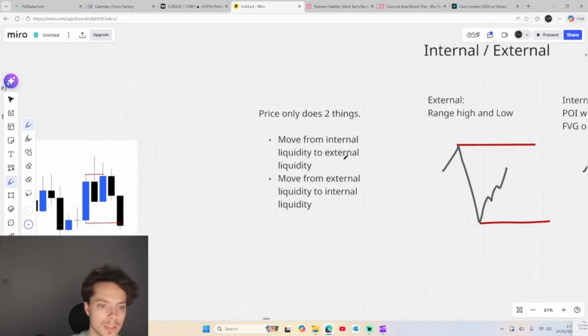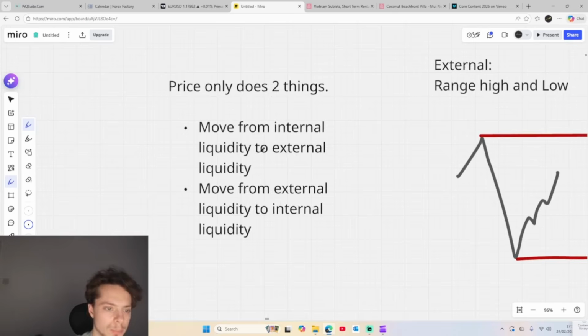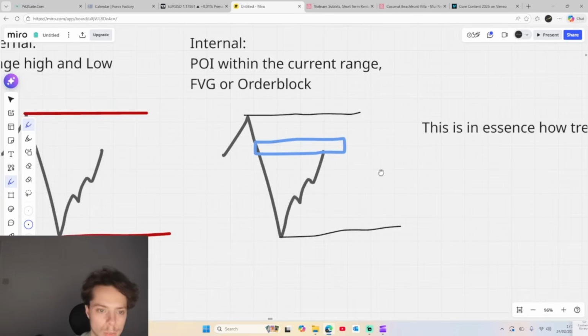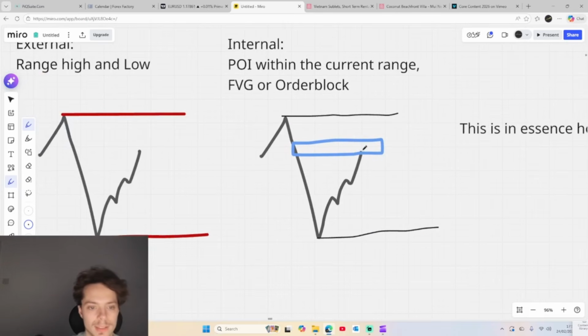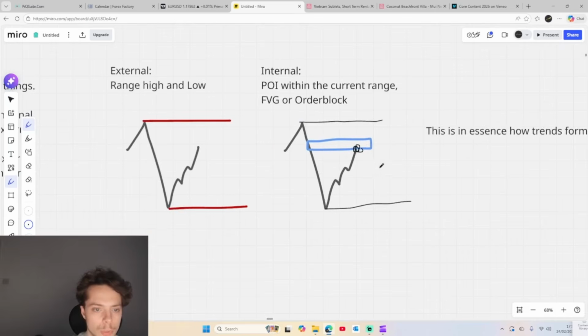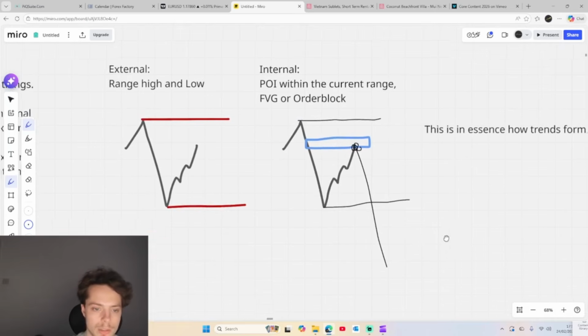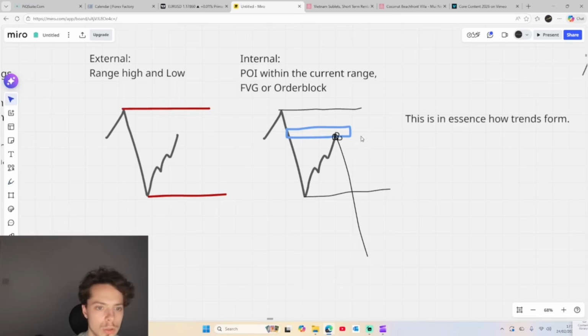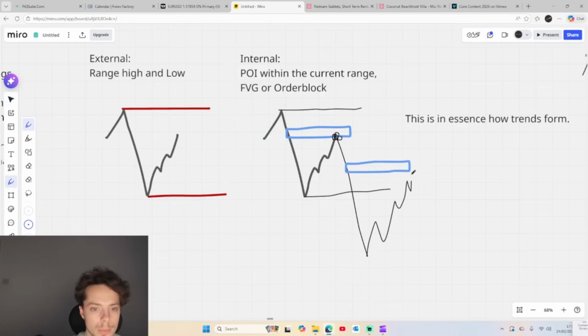If we go back to this rule, which is that all price ever does is move from internal to external and external to internal, you can see right now we're at internal liquidity, so we should move to external liquidity. After we've moved to external liquidity, what should we do? That's right, we move back to internal. So we're going to have another bit of internal liquidity, and we're going to come back up to that.